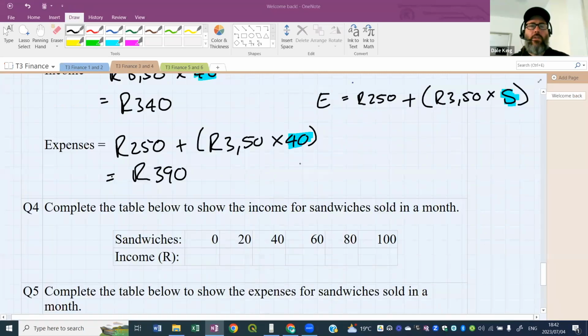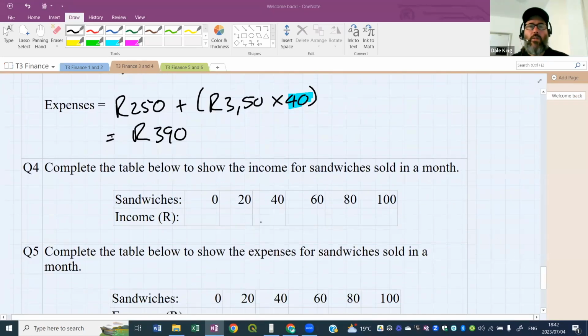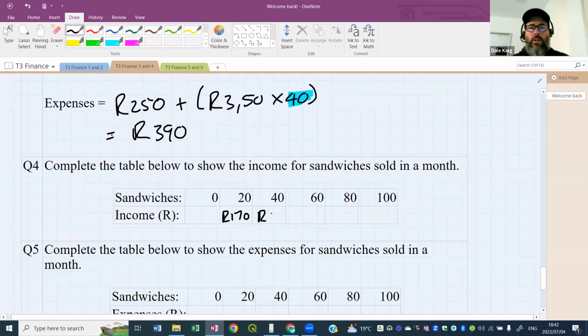Complete the table below to show the income for sandwiches sold in a month. All right, I'm going to put in some values here. I think that it was 170 for 20 sandwiches, and it's 340 for 40 sandwiches. All right, who'd like to help me? You should have your calculators there. Who'd like to help me fill in this table?